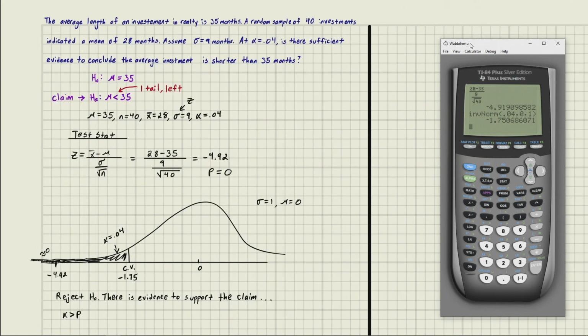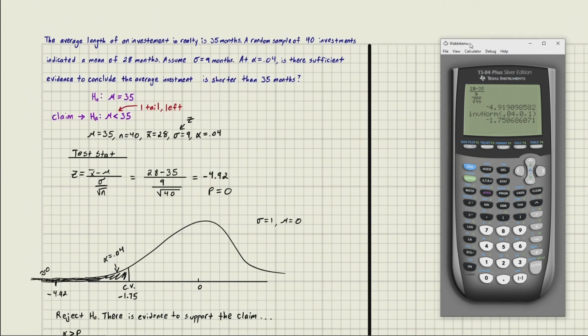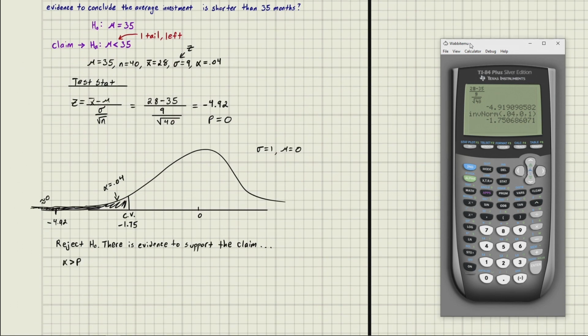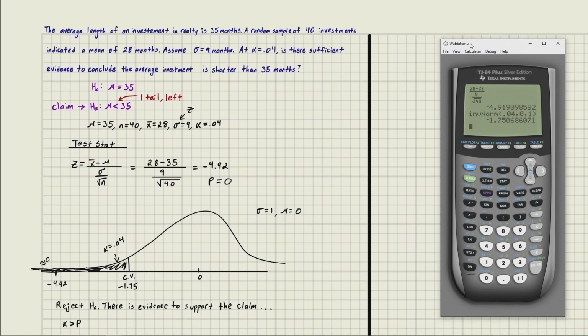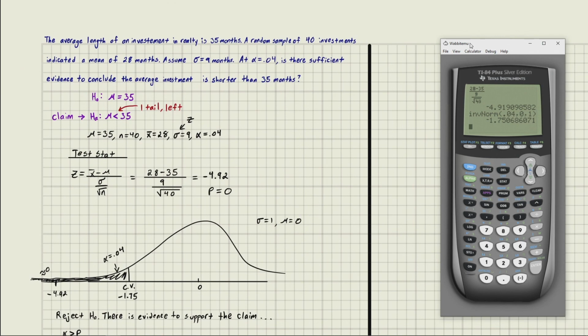So we'd say, yeah, we conclude that it's not 35 months, that it is indeed, according to our study, we have evidence to conclude the average investment is shorter than 35 months. And that's all you do to do a problem like this. So not too crazy of a problem.